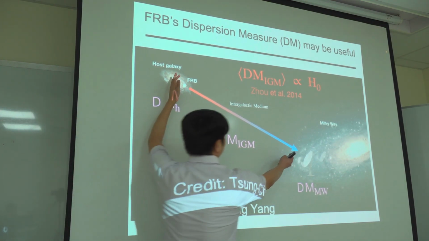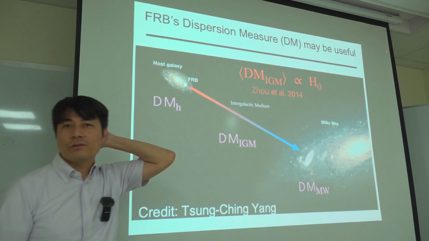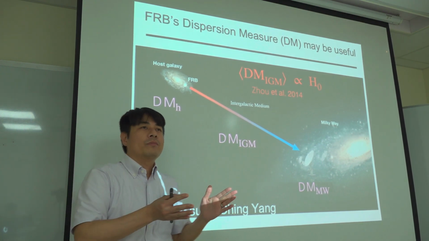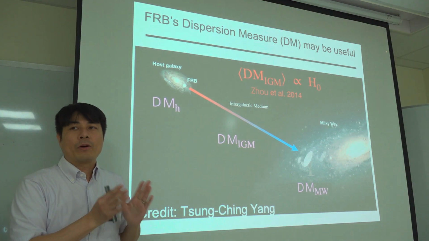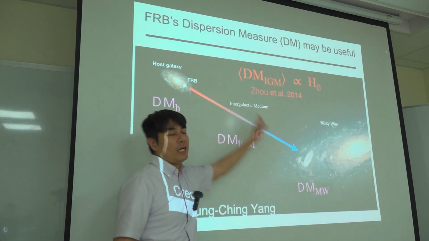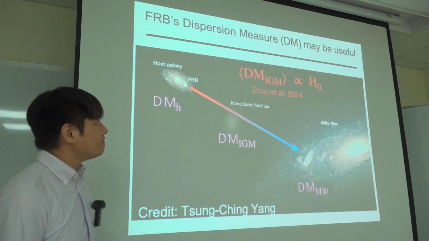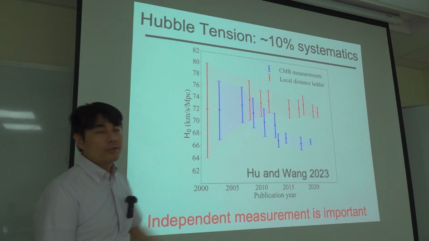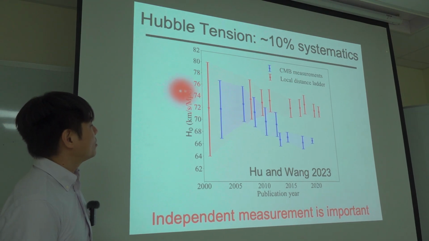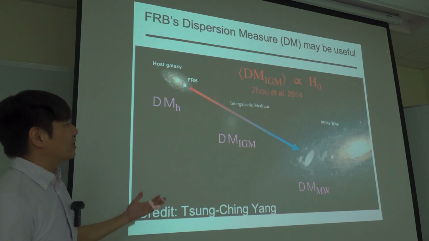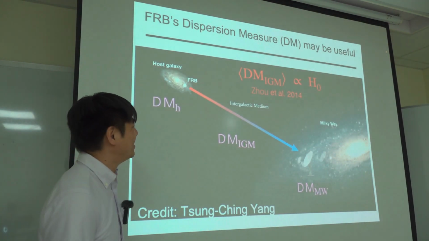So if you have a large amount of DM IGM, it means it's far away. If small DM IGM, it means nearby. So therefore this is kind of a distance indicator. That's why we can measure the distance part using dispersion measure. That's a kind of simplified explanation.